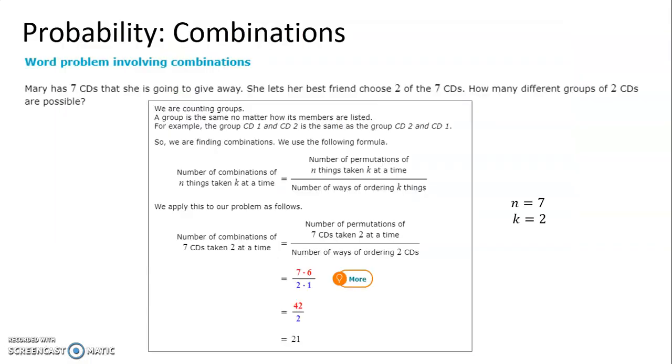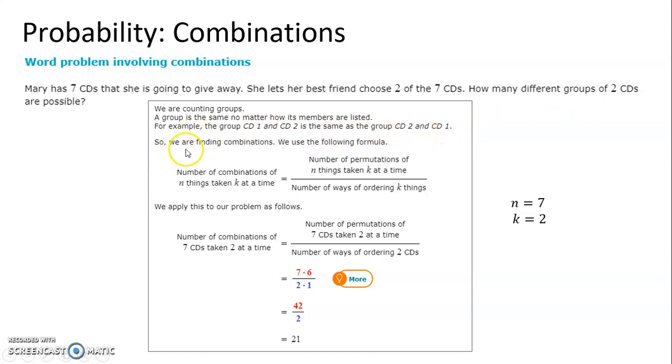Okay, so with that in mind, we're going to use permutations to help us solve a combination question. So Mary has 7 CDs and she's going to give them away. She lets her best friend choose 2 of the 7 CDs. How many different groups of 2 CDs are possible? So we're counting groups here. A group is the same no matter how the members are listed. So if her friend picked CD1 and CD2, that's the same as if she had picked CD2 and CD1.